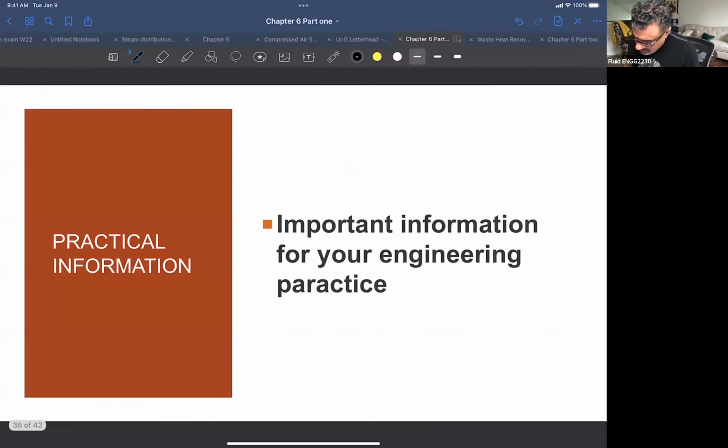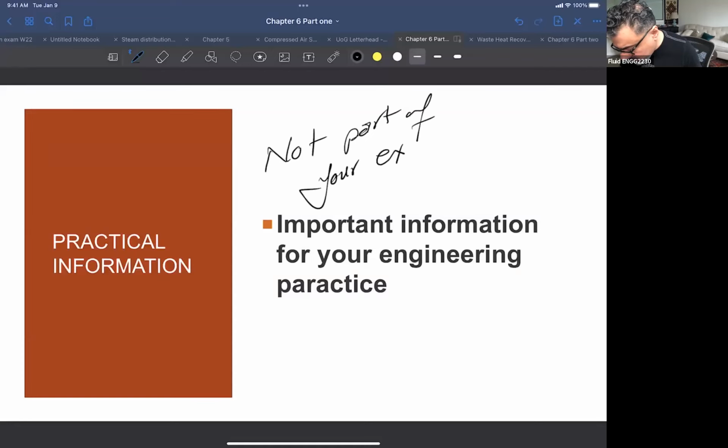Okay, so let me just conclude this part of the chapter with some important information for your engineering practice. I don't mean this to be ignored, but this is not part of your exam, right? But I don't care about the exam. This is what you're going to find out in real life. Most of the time, you have fluid flowing in a pipeline, and now you need to design this pipeline, either for your senior design project, or for another application.